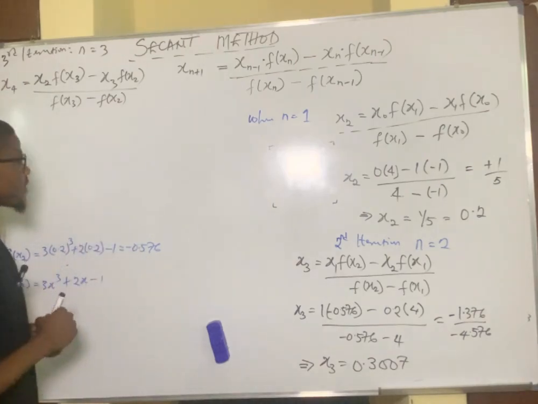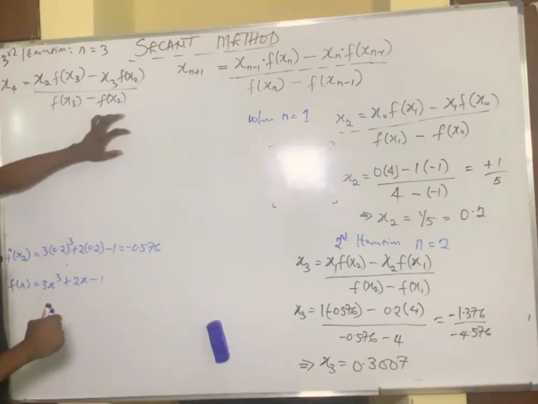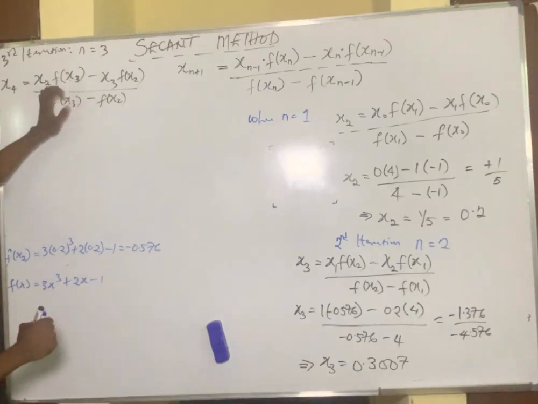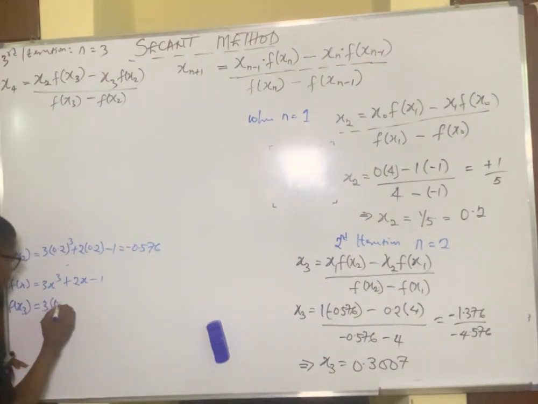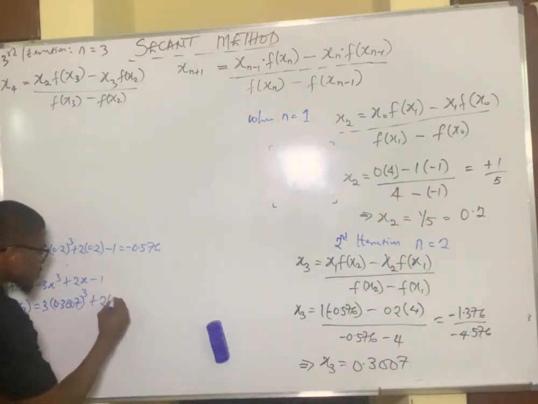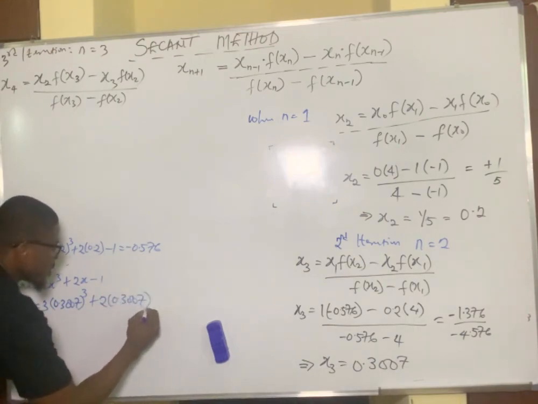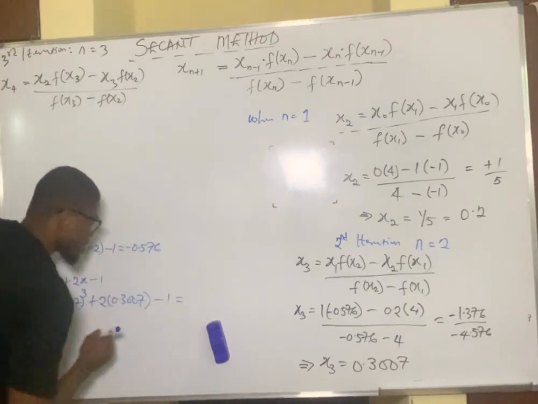So basically the same stuff, right? We have x2, we have f of x2 as well. All we need now is f of x3 because that's what we're lacking. So we can come here and find f of x3. So f of x3 is going to be equal to 3 in place of x. Let's plug in the value of x3, 0.3007. So we have 0.3007 to the power of 3 plus 2 into 0.3007 minus 1. So let's see what this value gives to us. Let's evaluate everything together.